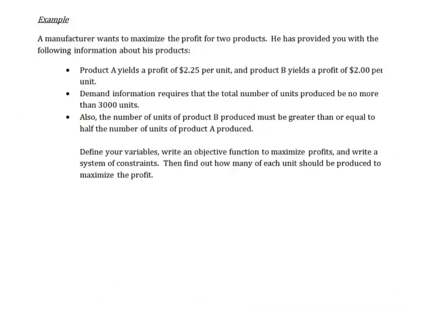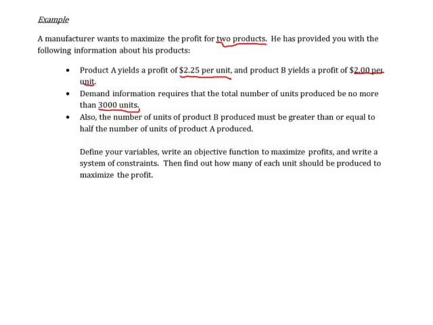And one more application, maybe a little more real life here. Let's say we have a manufacturer that wants to maximize the profit of 2 products. So we're selling 2 things, and he's provided you with some information. You know that product A gives him a profit of $2.25 per unit. Product B gives him $2 per unit. We also know that demand requires the total number of units produced to be no more than 3,000 units. So that's the most we can sell.